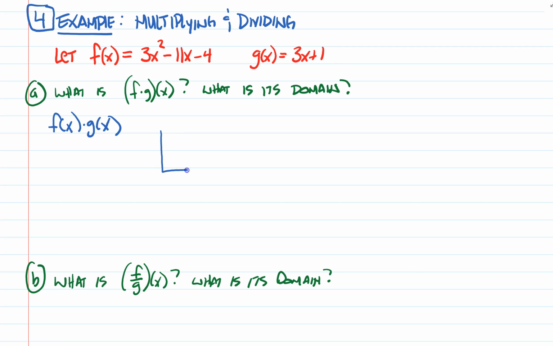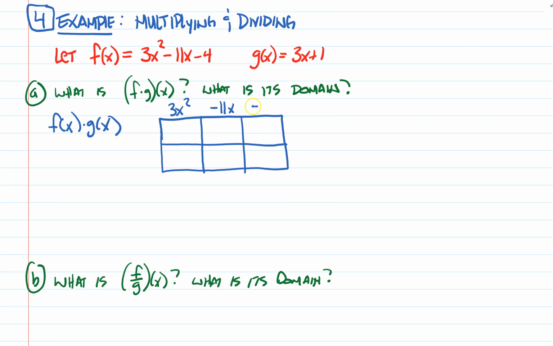I'm going to go ahead and use a box method for this one because I don't want to mess this up, all right? Maybe you guys are familiar with that. So I'm going to put 3x squared minus 11x and then a minus 4. And then I'm going to do a 3x and then a plus 1 over here for you, okay? I'm going to multiply everything inside the boxes. So 3x squared times 3x is 9x to the third. This is negative 33x squared. This is a negative 12x. 3x squared times 1 is a 3x squared. This is a negative 11x, and this is going to be a negative 4.